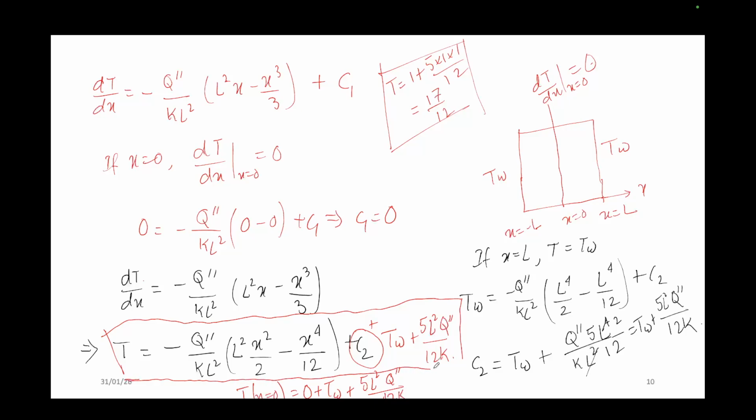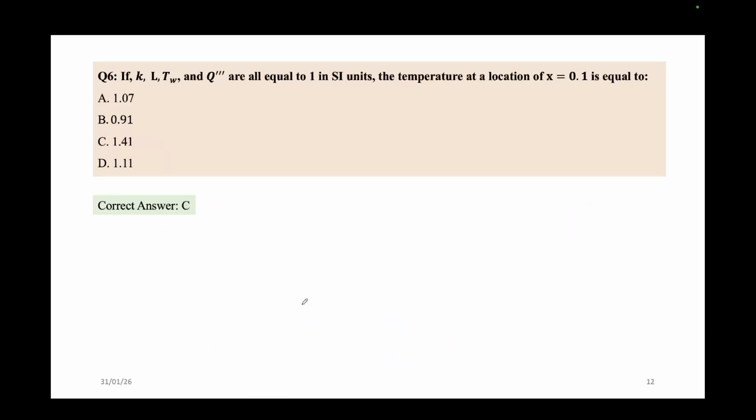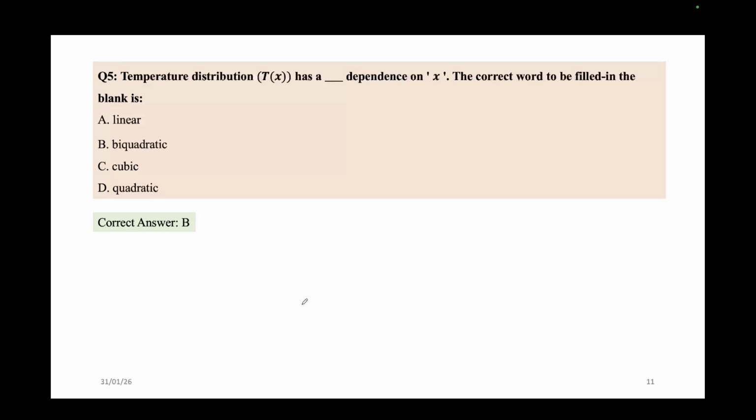So the maximum power of x is 4, right? That means it is a biquadratic. If the maximum power of x is 2, then it is a quadratic. If it is 3, that is a cubic, and if it is only x, then it is linear. So the correct option is biquadratic. You got it?